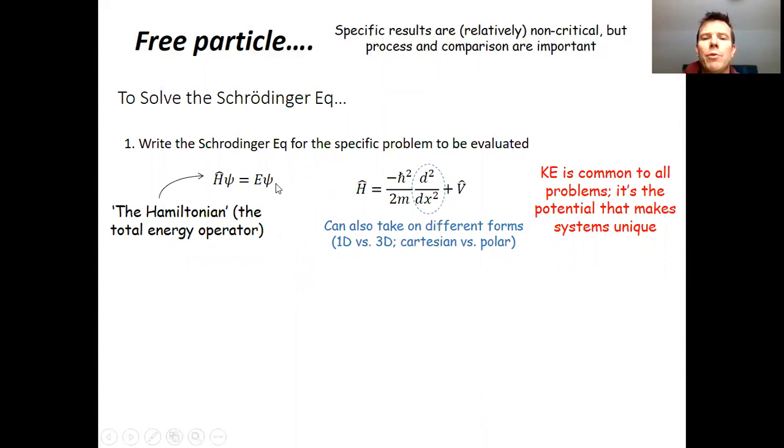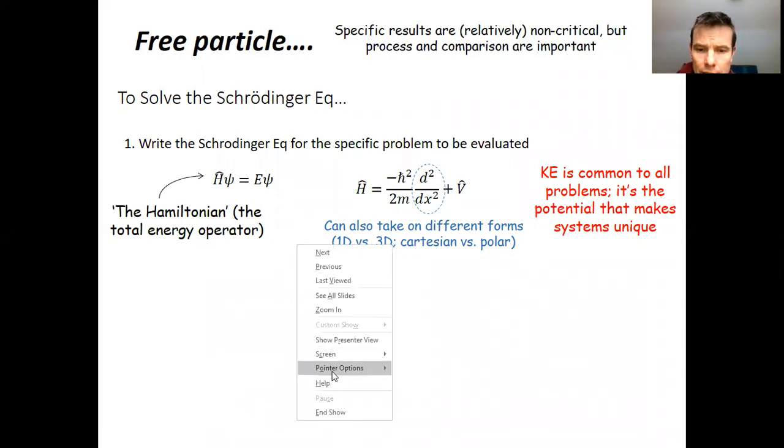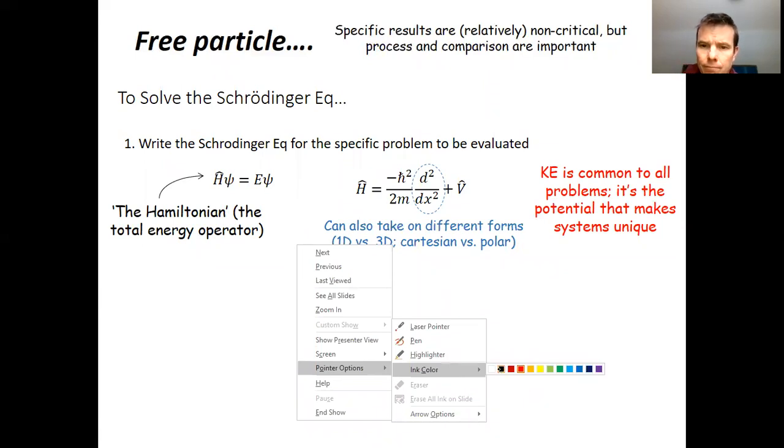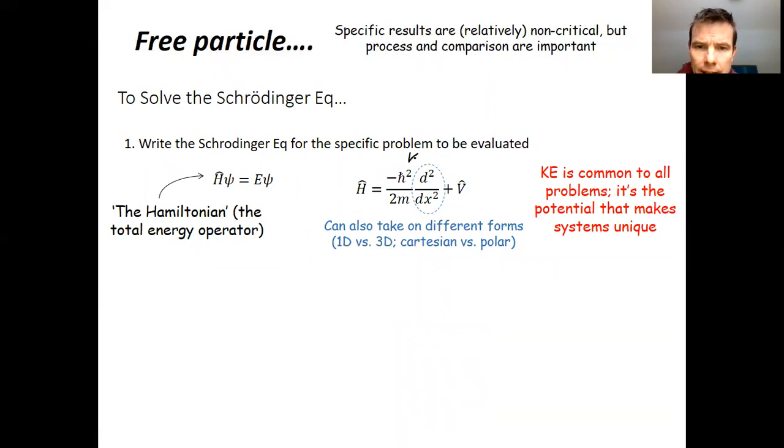Here, I am showing you the most condensed form of the Schrodinger equation. In its most condensed form, it's H psi equals E psi. Remember that H hat is the Hamiltonian. It is the total energy operator. It has a kinetic energy component. So I should write here, this is the kinetic energy component. And this is the potential energy component.